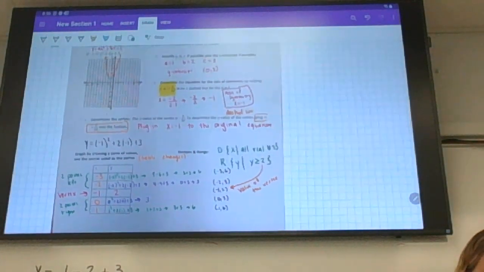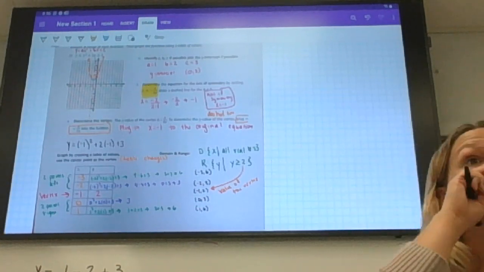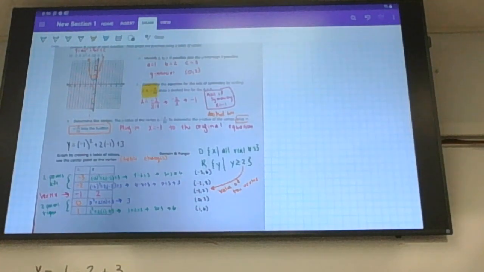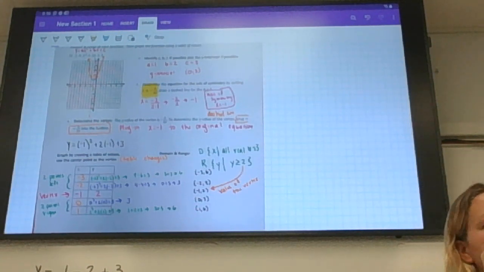Okay, so it took us that long to graph the parabola. And half you guys didn't have the attention span to get through it. So focus. Flip your paper over and go through all those steps again.